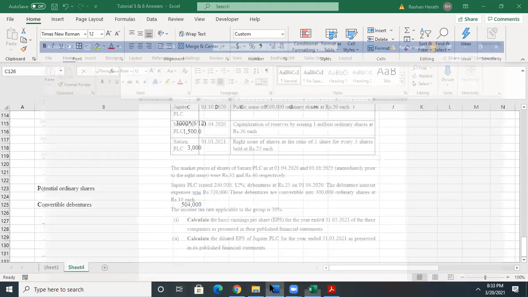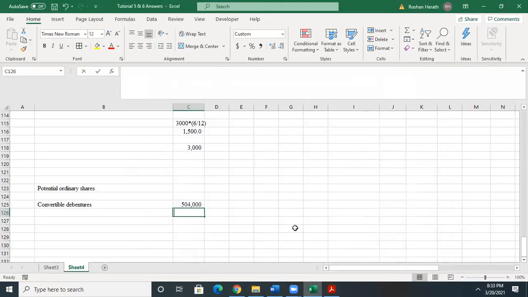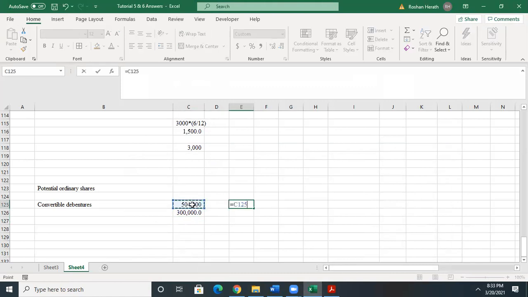It takes the shares, if they convert, 300,000 shares. The numerator impact value comes up, right?